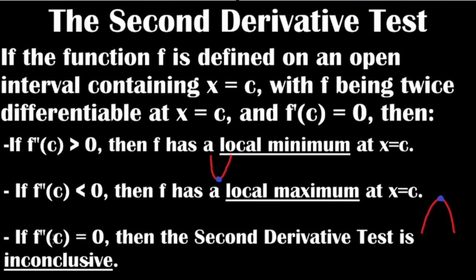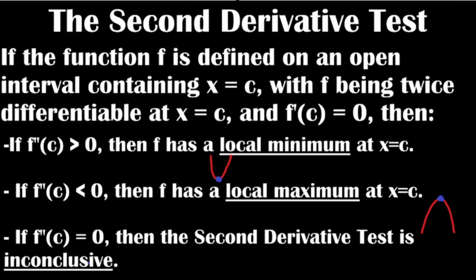And if f double prime of c is 0, so the second derivative at x equals c is 0, then the second derivative test is inconclusive. So I talk about the fact that this is a little bit more limited than the first derivative test. First of all, it can be inconclusive, unlike the first derivative test. So if your second derivative is 0 at the critical point, then you can't really say anything based on the second derivative test.